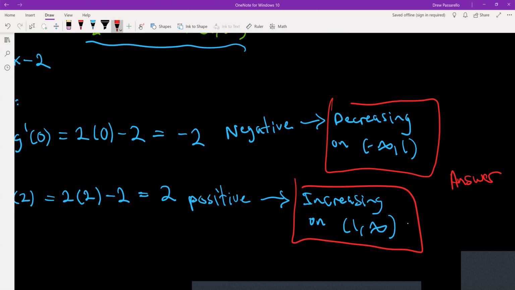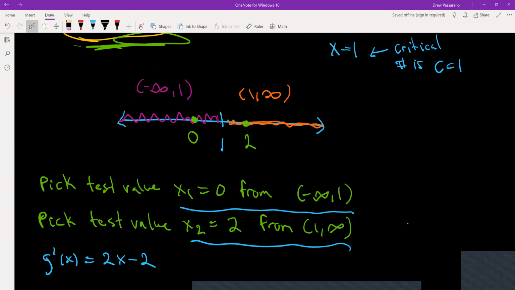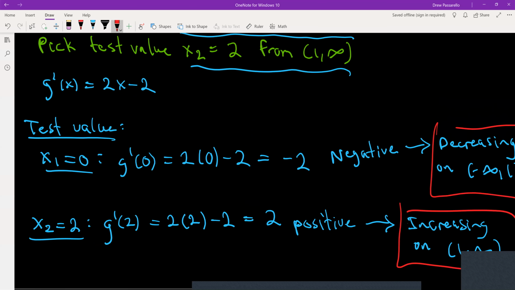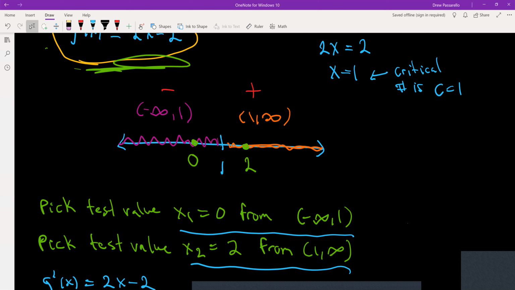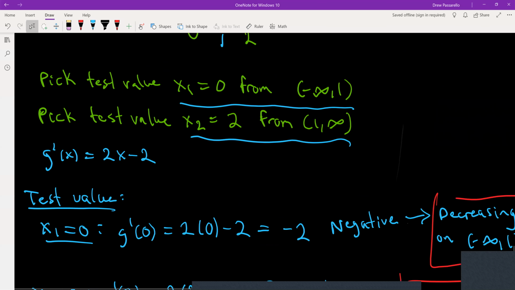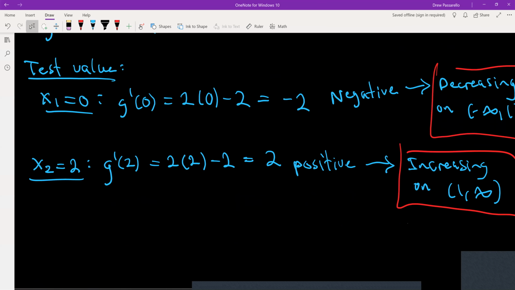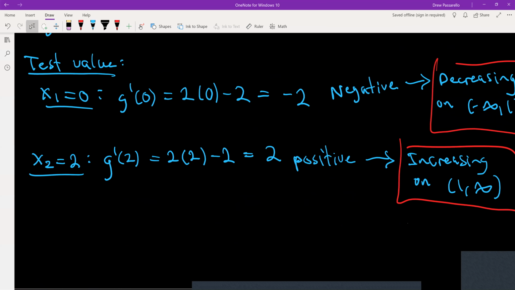All right, so based on our number line, we determined that for this left, -infinity to 1, it's decreasing. And then from 1 to positive infinity, it's increasing. All right, so I usually just put a sign there to make note of that. All right, so that's it for that one. The next question is number 17.